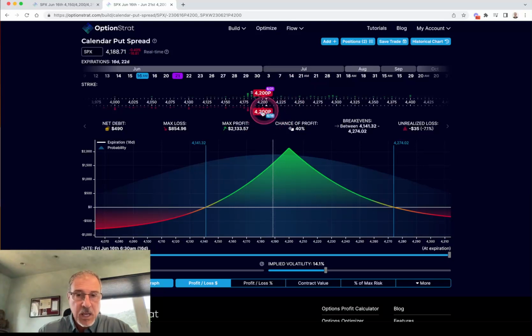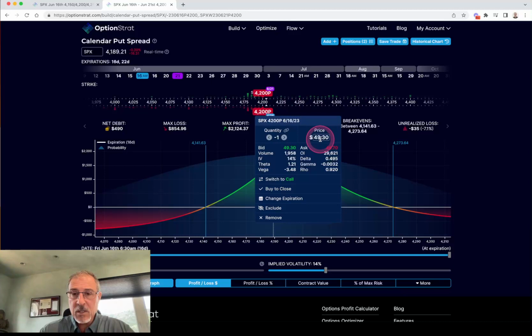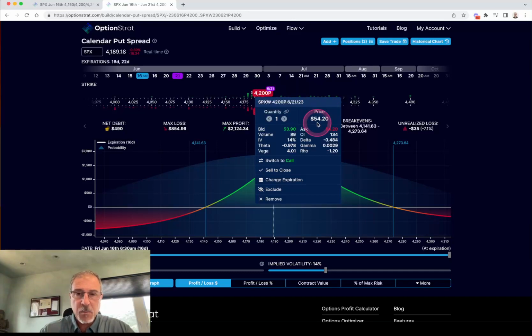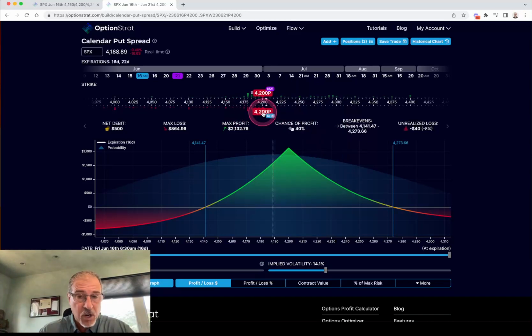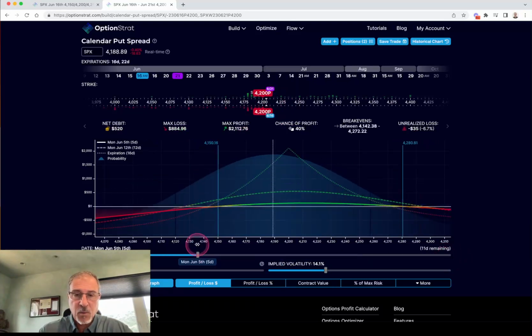So because this is closer in time to where we are today, it's going to decay faster. Now again, if we look at this, we can see there's $49 worth to potentially decay here, and there's $54 to potentially decay here. But again, if this front one decays faster, it will overtake what this last one is decaying at. And again, that's where our profit comes in.